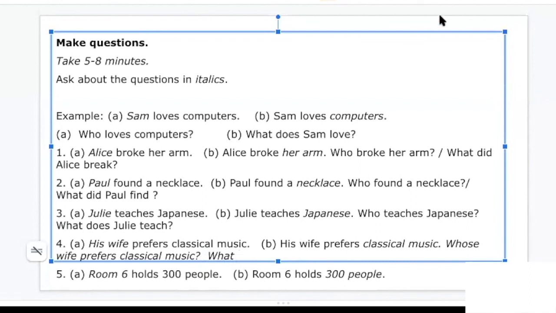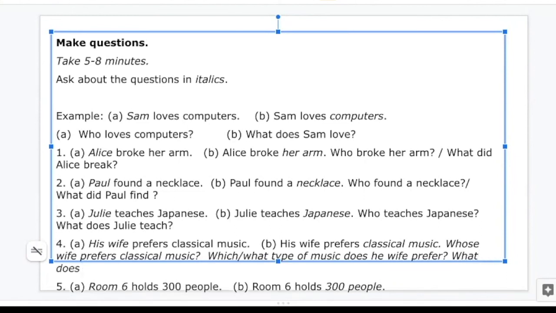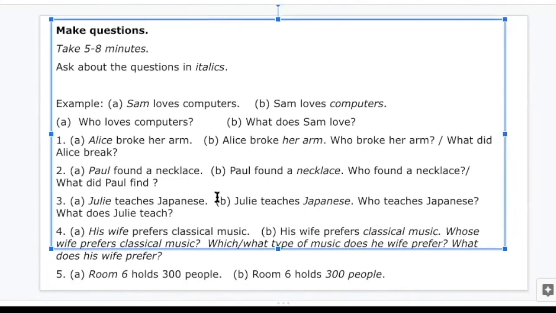I heard many different answers at the same time. There are a few ways you could actually ask this question. Which type of music does his wife prefer? Yeah, so you could say what type of music does his wife prefer? You could also say, for example, if you already knew that you were talking about music, what does his wife prefer? Okay.